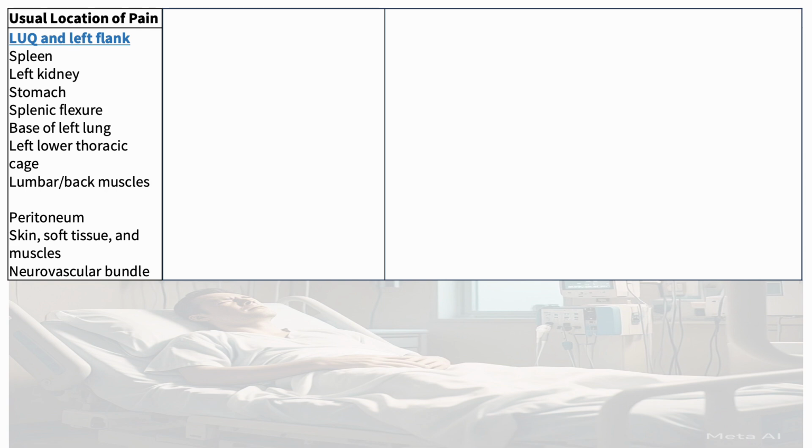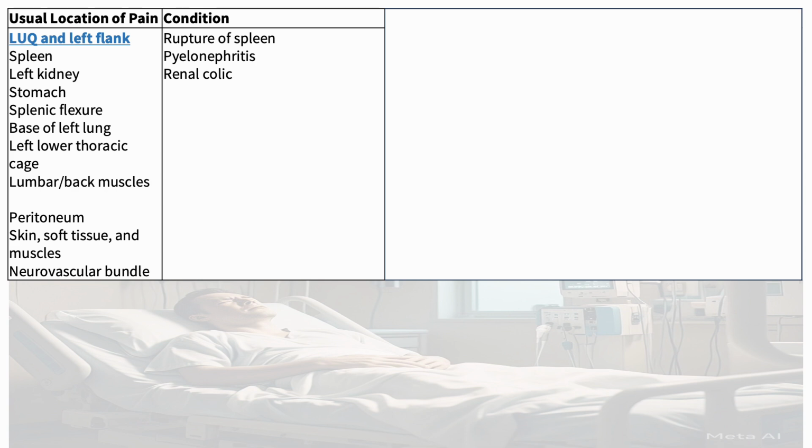Now, coming to the left upper quadrant and left flank pain, organs to think about include the spleen, the left kidney, the stomach, splenic flexure, base of the left lung, left lower thoracic cage, and lumbar or back muscles like on the right side. And again, don't forget about the skin, the peritoneum, the soft tissue, muscles, and neurovascular bundle in that area as well before you get to the organs.